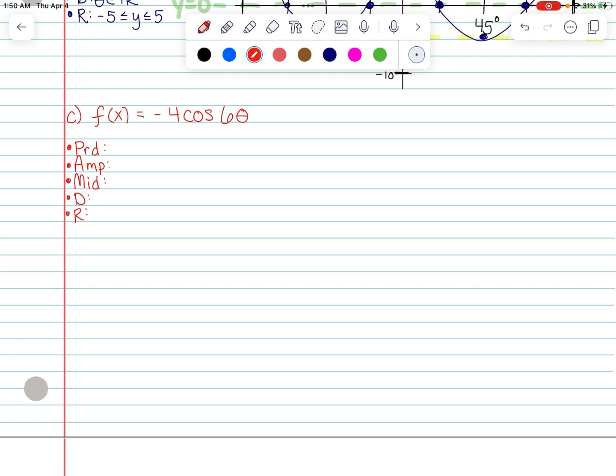Period. I'm working with cosine here. Cosine's typical period's a full circle, which is 360. I'm dividing it by the 6. 360 divided by 6 is 60 degrees. Amplitude is the absolute value of the number in front of the trig. Absolute value of A. Absolute value of negative 4 is just positive 4. Midline for now is just y equals 0.